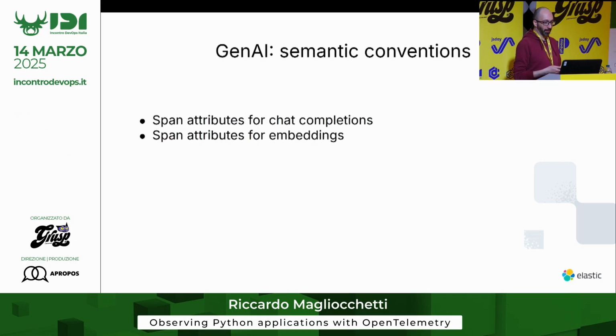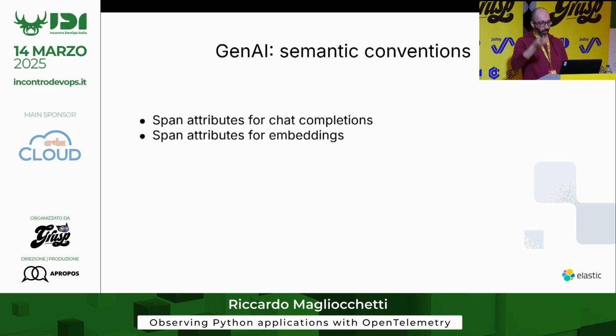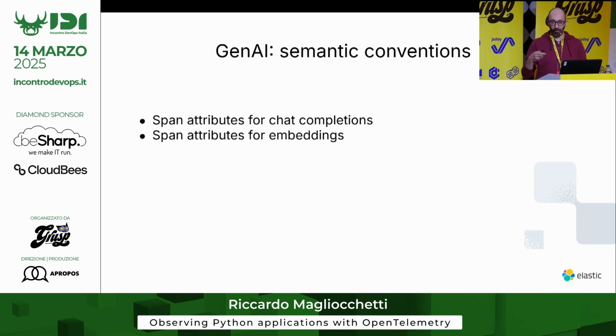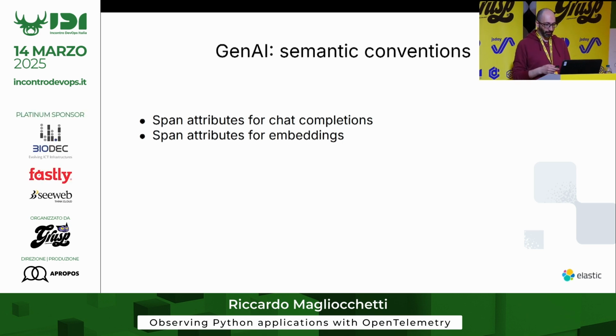At the moment, for the GenAI semantic convention, we define span attributes for tracing chat completion API calls, which is the usual way you interact with LLMs. And then we also have span attributes for embeddings API calls, where you send some words to the model and you get a vector of numbers in return.